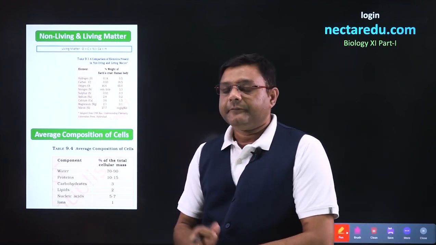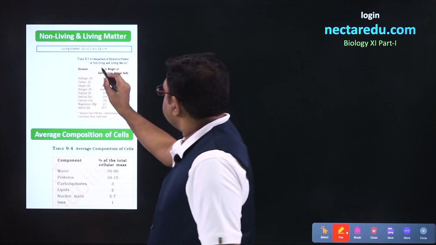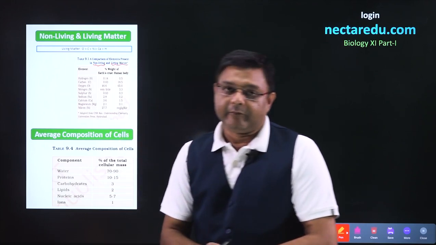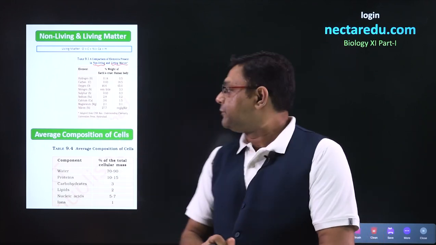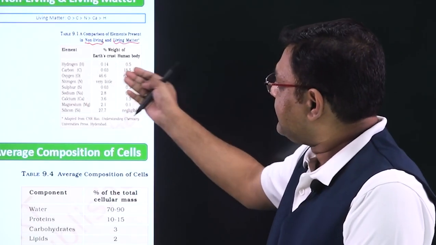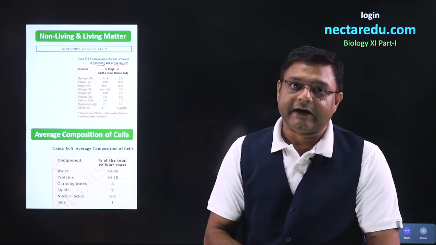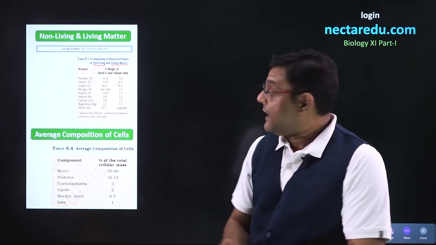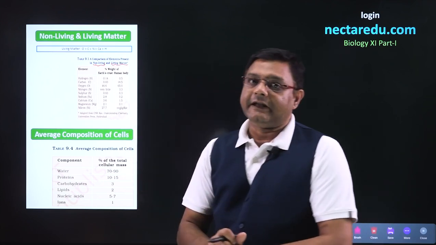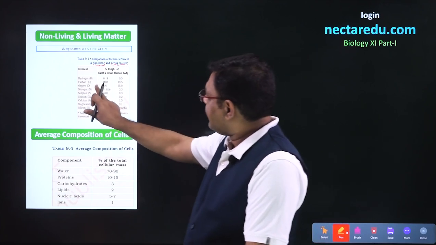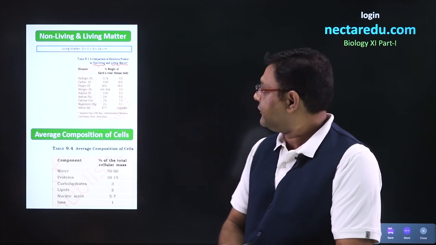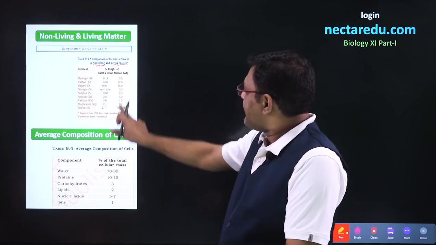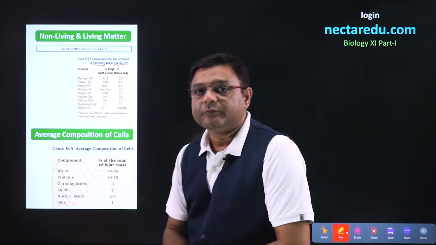Coming to the first table, in this particular table, there is comparison of elements between non-living and living matter. As we see in this table, the elements are similar in earth crust, that is non-living, as well as the human body, that is living matter. But the percentages of these elements are different. For example, if we see the first element, that is hydrogen, the percentage in earth crust is 0.14, but the percentage in human body is 0.5.